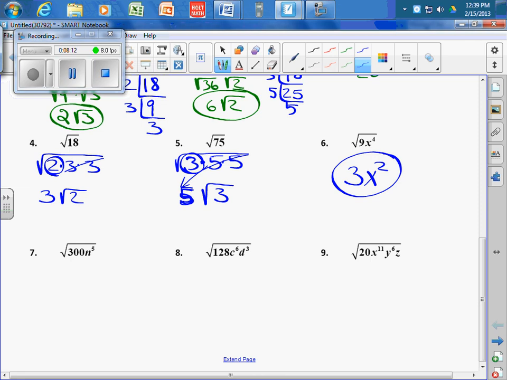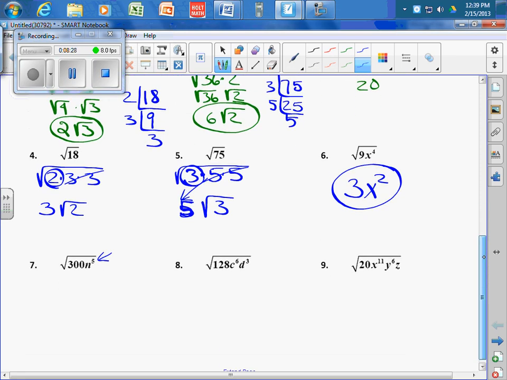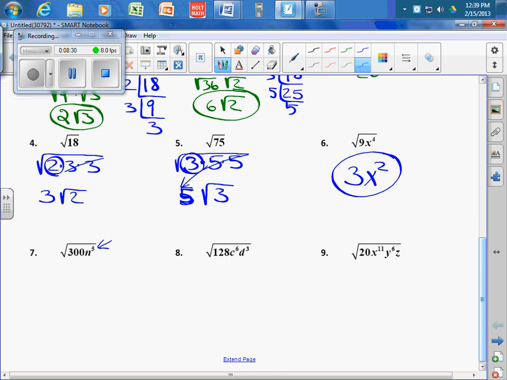Number 7. Now, check this out. I've got 300 n to the 5th. And how do I handle the n to the 5th? Because it's odd, I can't divide 5 by 2. I get 2.5, and we can't have that as an exponent either. So what do I do?